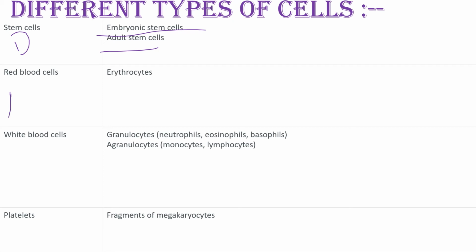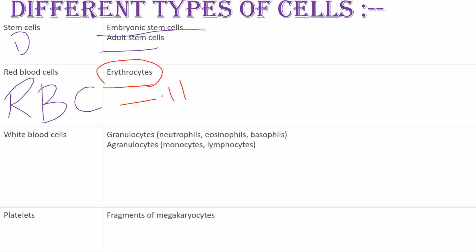And the second one is the RBC, red blood cells, erythrocytes. You all know what is this, erythrocytes. RBC, red blood cells. So it has hemoglobin. You all know what is hemoglobin? Hemoglobin is a red pigment and it has oxygen carrying capacity.